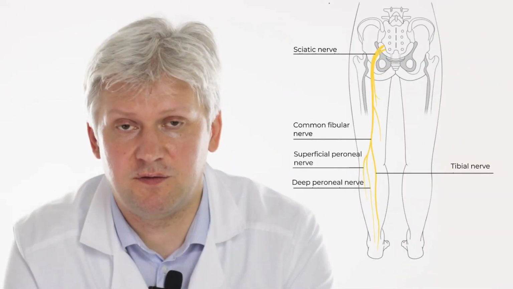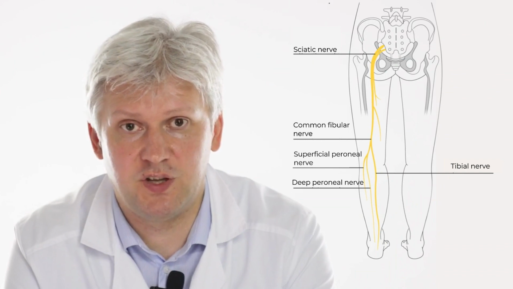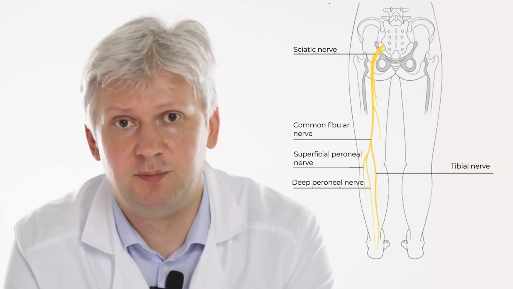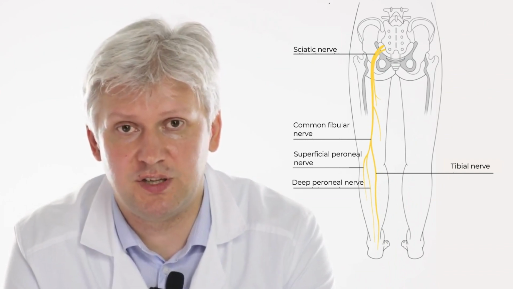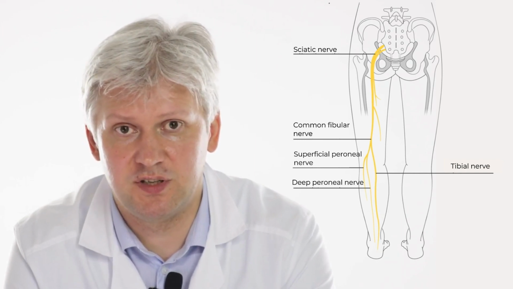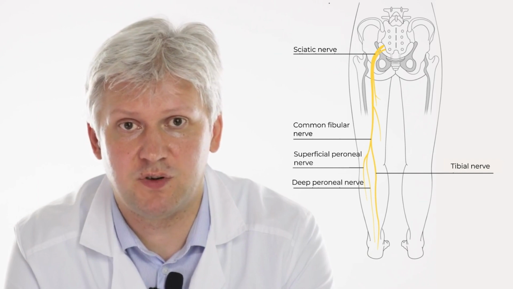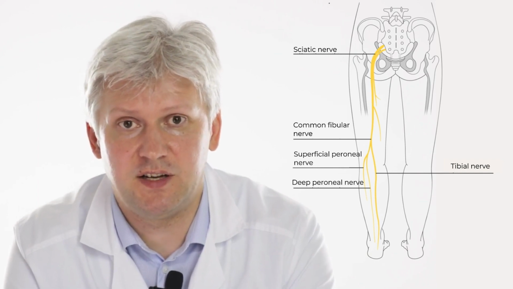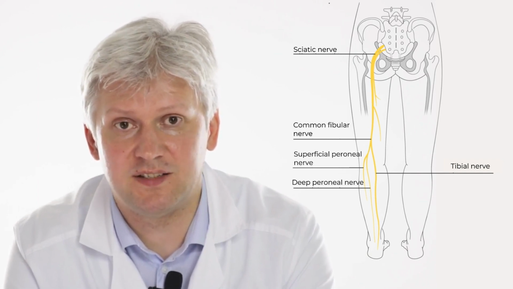The peroneal nerve, unlike the tibial nerve and the sciatic nerve, has several anatomical features. The first feature is that this nerve is fixed in two points. The first fixation point is the level of the sciatic nerve's departure, and the second point is the level of the head of the fibula. As a result, the nerve can be stretched in various types of injuries to the lower limbs.